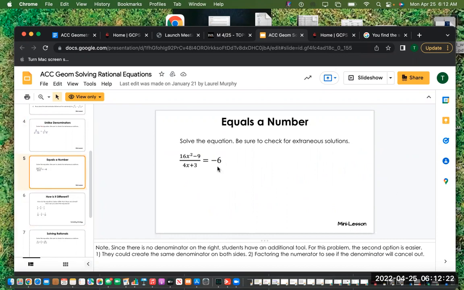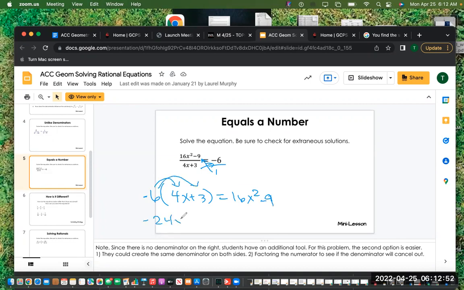Okay, in this instance, this one doesn't have a denominator. I mean, it does, it's 1, but I'm going to have to cross multiply in this instance, like I did on that last one for the warm up. So this is going to be 4x plus 3 times -6 equals 16x squared minus 9 times 1, which is just that. I'm going to distribute this out and then solve. So this will give me -24x minus 18 equals 16x squared minus 9.